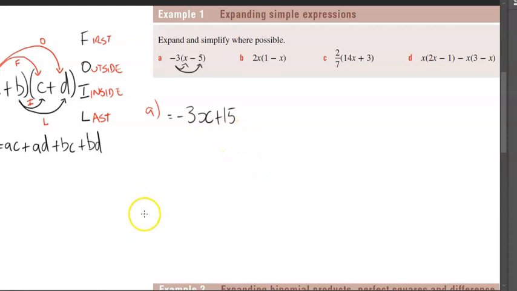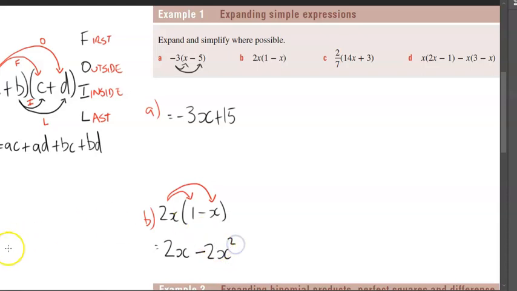For b, we have 2x times (1 - x). Again, this just gets distributed out. It doesn't matter where you draw your arrows. Sometimes you draw them on the top or the bottom, as long as you're showing that this is being distributed out to both the terms within the bracket. 2x times 1, well, we just have 2x. And 2x times negative x, a positive times a negative gives us a negative. And there are two lots of x's being multiplied, so this is where 2x squared comes into play. So it's 2x minus 2x squared.